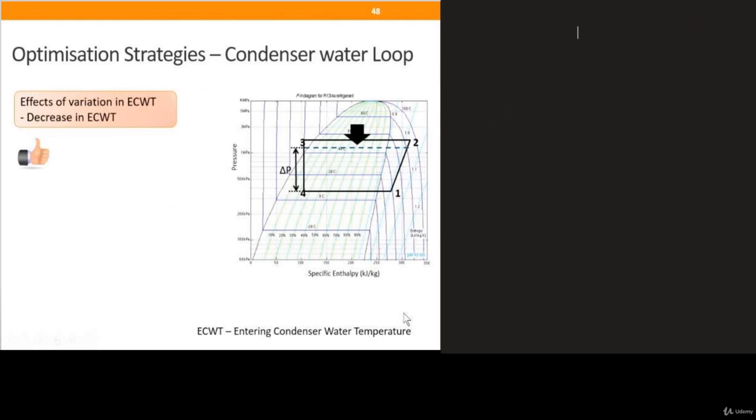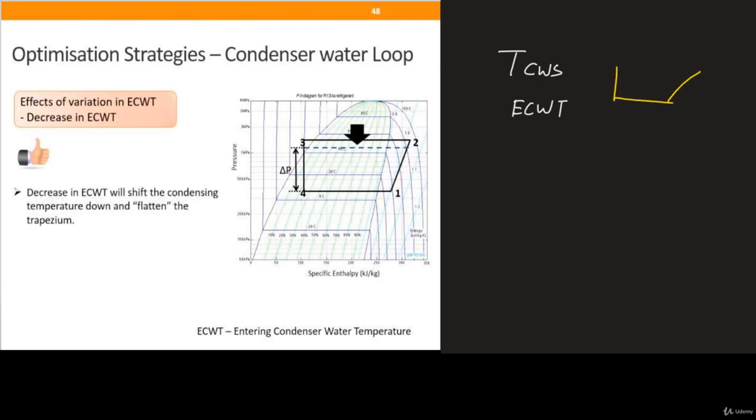The second strategy is to reduce the condenser water supply temperature. Condenser water supply temperature is also known as entering condenser water temperature. That is the temperature of the water when it comes out from the cooling tower. It's good if this temperature is low, because you are able to cool down the condenser more. If you are able to remove more heat at the condenser side, your condensing pressure will drop.